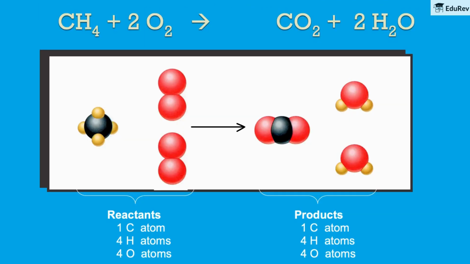See another example. CH4 + 2O2 giving CO2 + 2H2O. Here the atoms of C, H, and O on the reactant side are equal to the atoms of C, H, and O on the product side. Therefore, the equation is balanced.